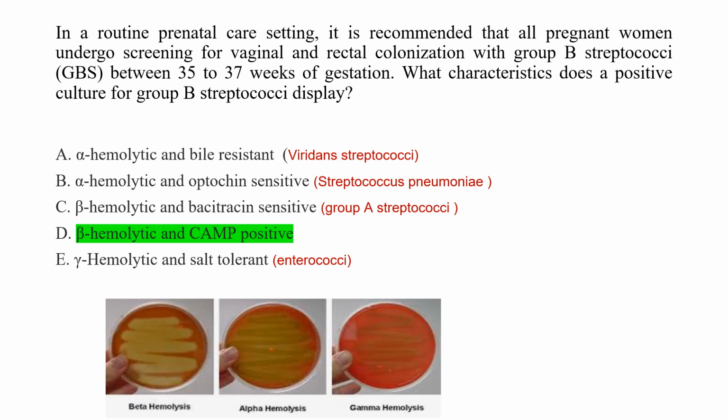Now let's have a look at why the other options are incorrect. Option A, alpha hemolytic and bile resistant, they are characteristic of viridans streptococci. Option B, alpha hemolytic and optochin sensitive, they are characteristic of Streptococcus pneumoniae. Option C, beta hemolytic and bacitracin sensitive, they are characteristic of group A streptococci. And option E, gamma hemolytic and salt tolerant, they are characteristic of enterococci.